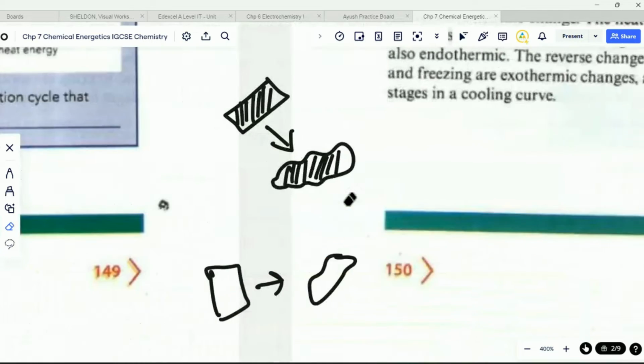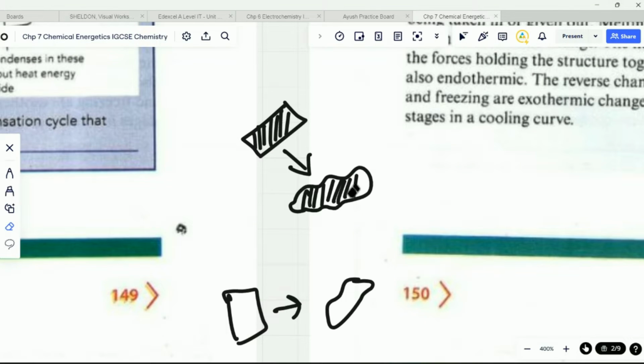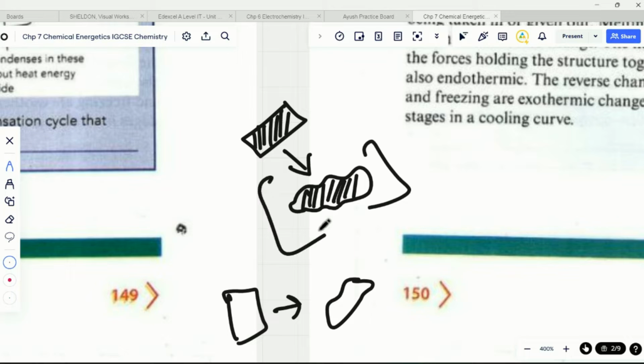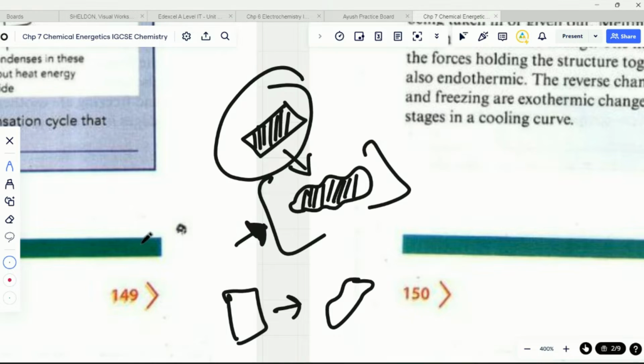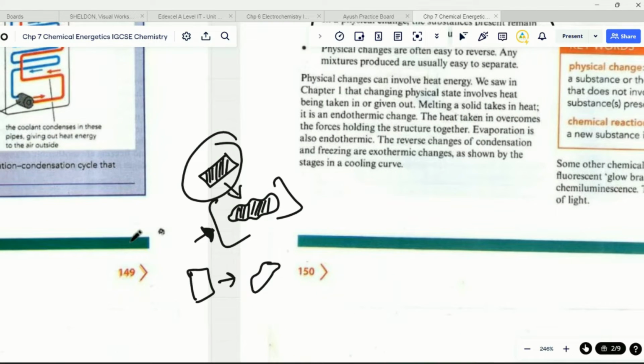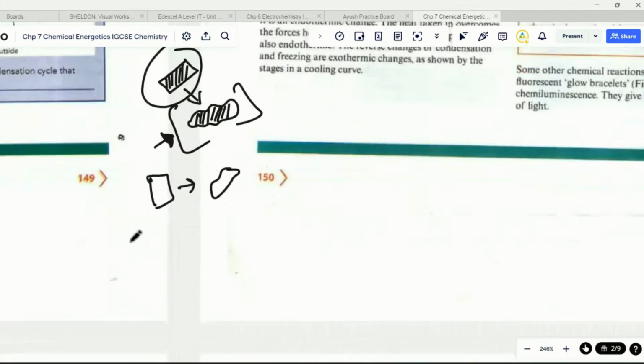So if I get chocolate which is melted, and I put it back in the freezer, will I get the chocolate bar again? Like, will I get my chocolate back into its solid form? Yes or no? Right? Okay. So this is an example of a physical change. Now tell me another thing.